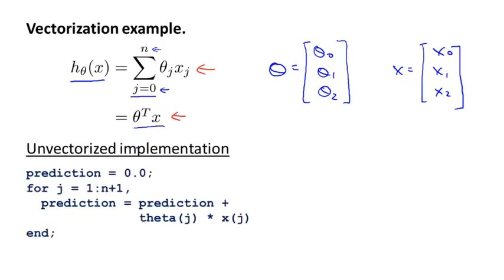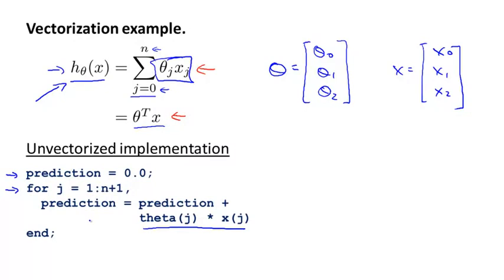Here's what I mean. Here's an unvectorized implementation for how to compute h of x, and by unvectorized, I mean without vectorization. We might first initialize prediction to be 0.0. This is going to eventually be h of x. And then I'm going to have a for loop for j equals 1 through n plus 1, where prediction gets incremented by theta j times xj. So it's kind of this expression over here.